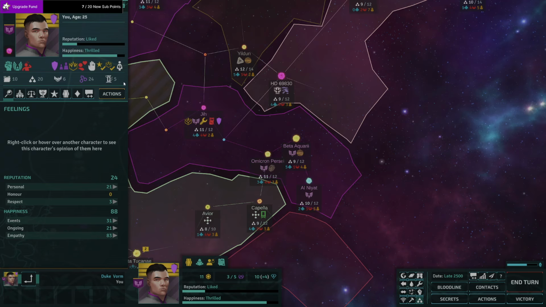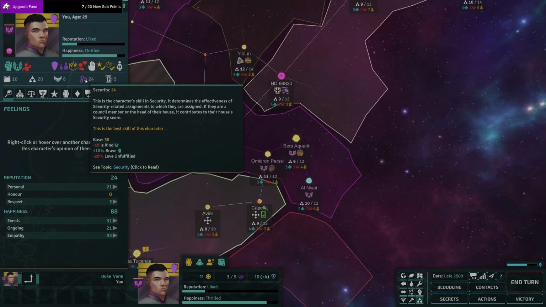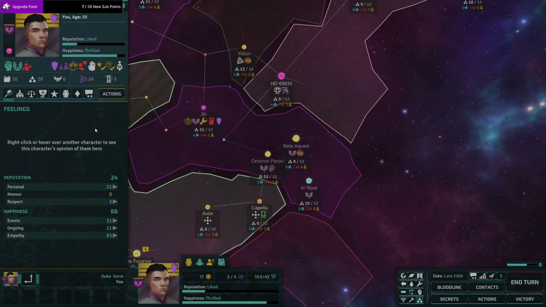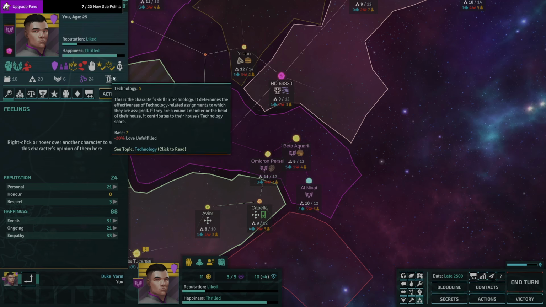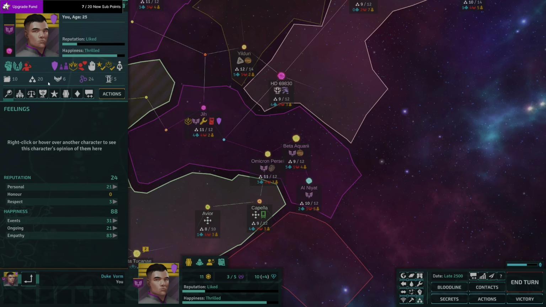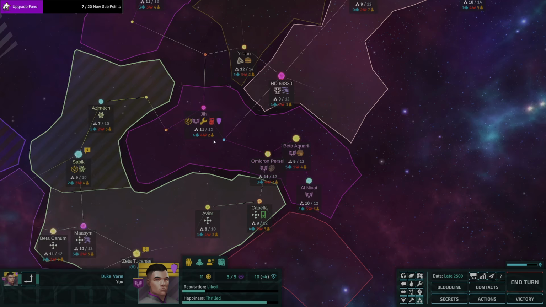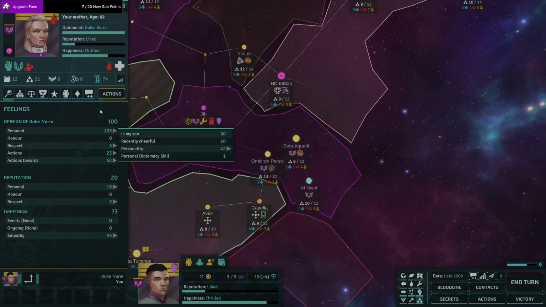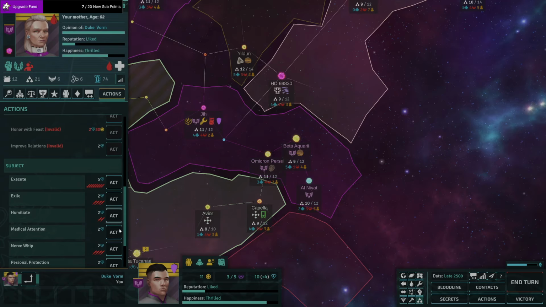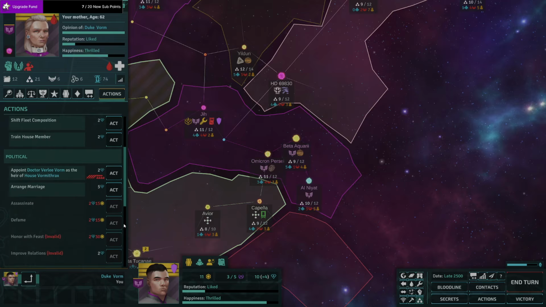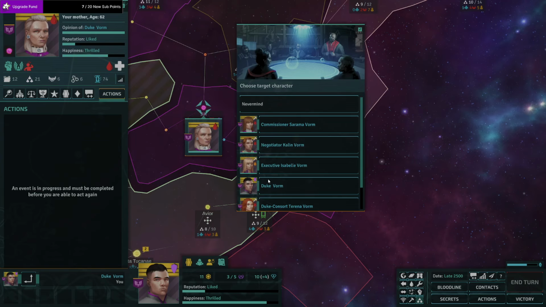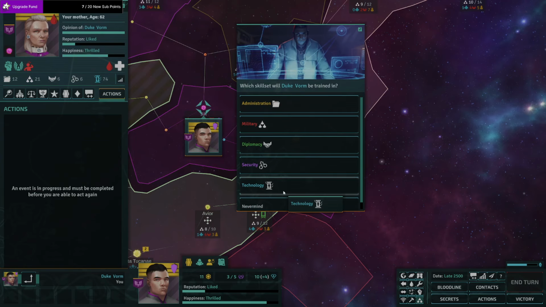So yeah, we don't have much of a real strength in any of these. And the ones I really want to pump, we're terrible at. It's our 3 worst ones, which is hilarious. I guess I'm gonna go diplomacy. Let's try to shore up our weak diplomacy skill. All right, so we'll pick her actions and back up. Train house member, Vorm in diplomacy.